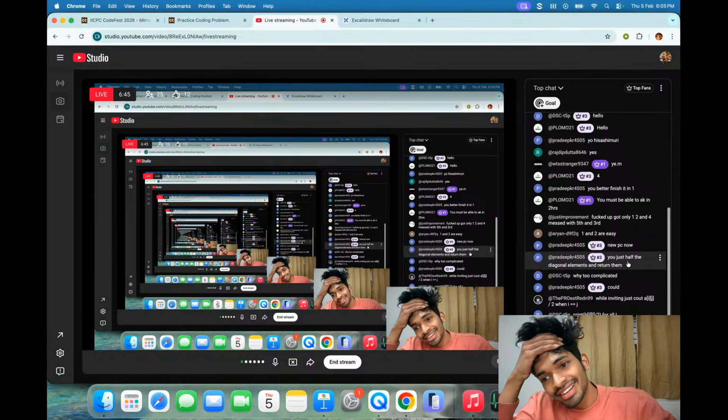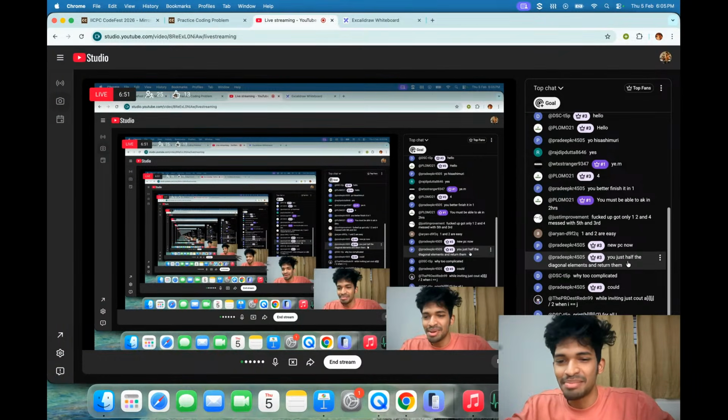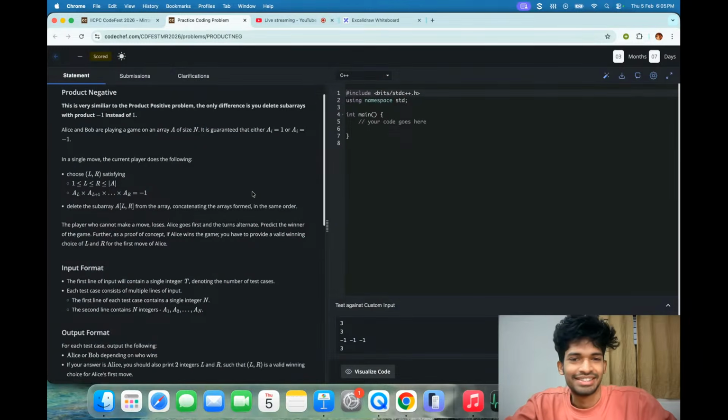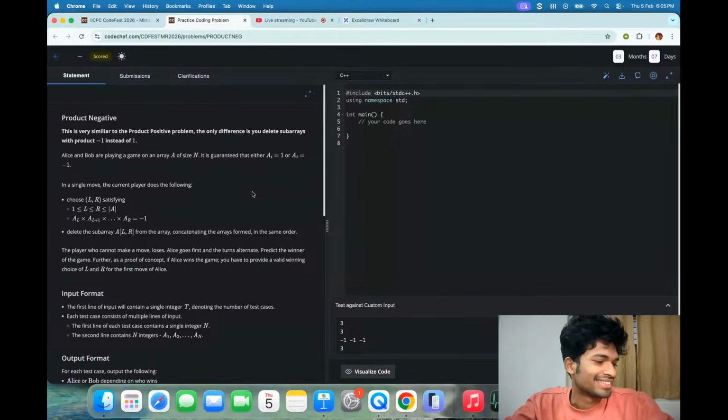Oops! You just halve the diagonal elements and return them. Easy peasy. I thought it would be a bit more difficult. Yeah. I should have done that. But then I thought it cannot be that easy.